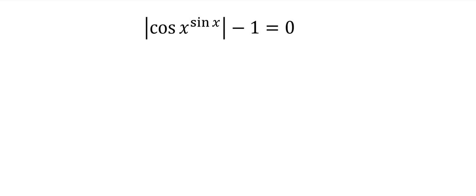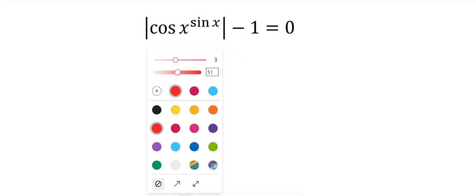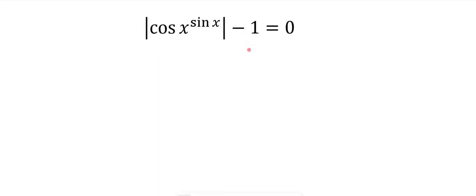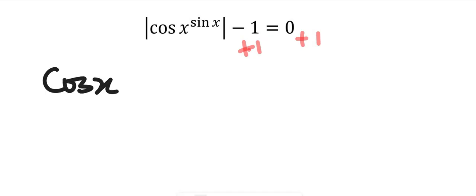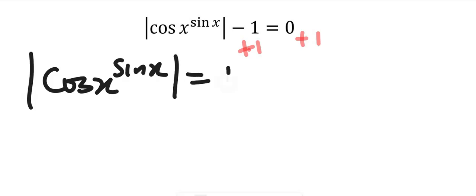Now the first one will be, first let me get rid of positive 1 by adding 1 to both sides. I'll add 1 to both sides. This is plus 1 plus 1. So therefore I have the modulus of cos x to the power of sine x equal to 1. I've added 1 to both sides in order to get rid of the 1.